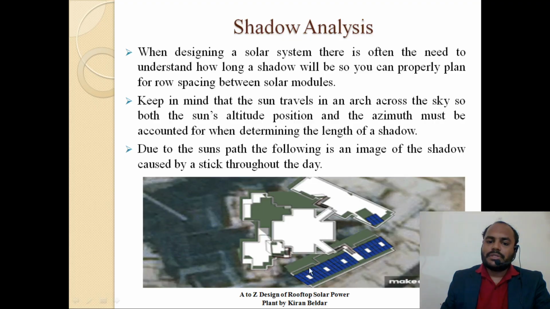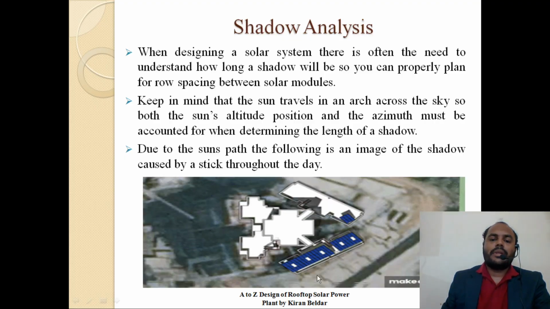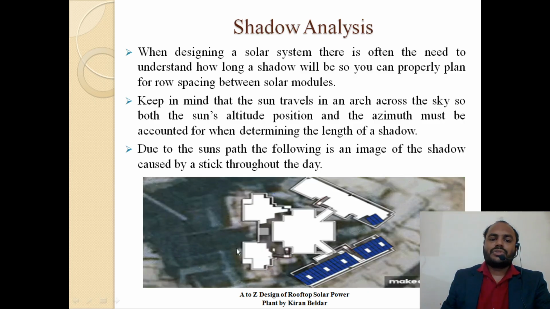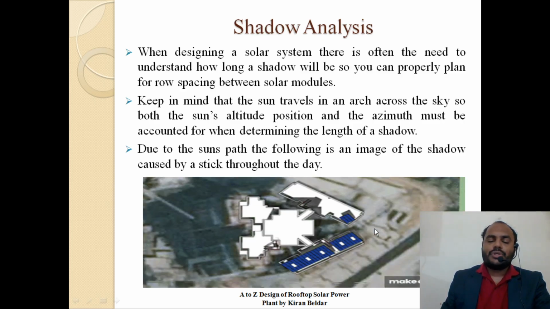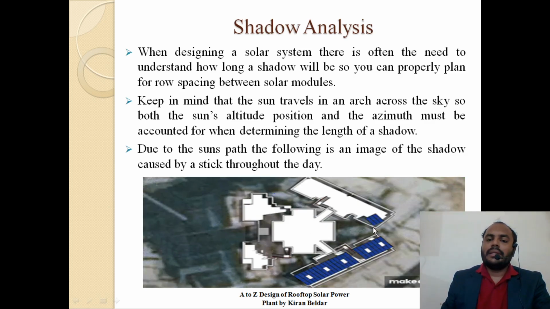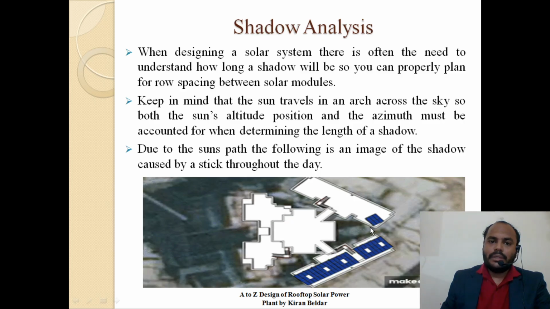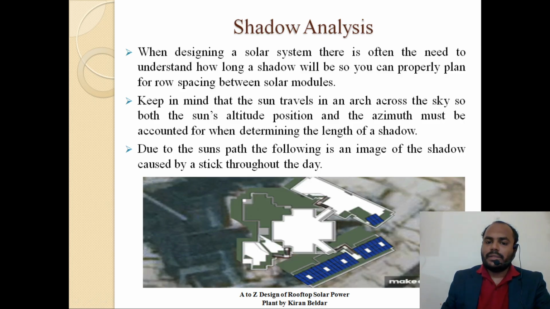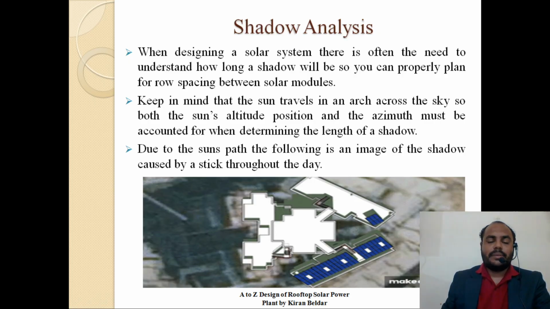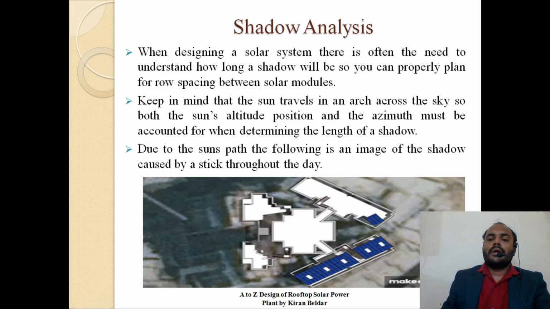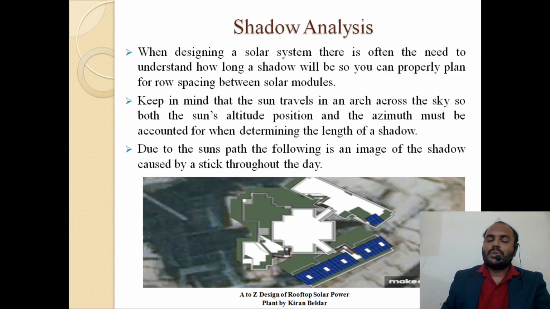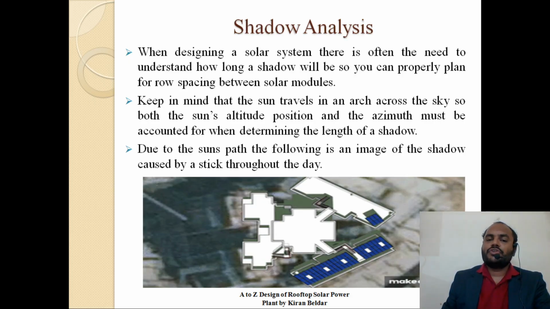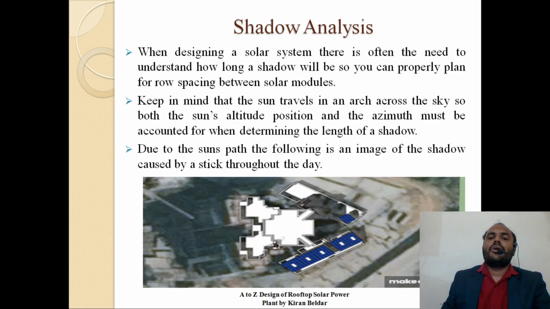Basically, this is an animation. Solar power panels were mounted over the roof of one building. Whenever the sun travels from east to west, the length of the shadow varies. So whenever we want to mount any kind of solar panel over a roof, it is mandatory to do the shadow analysis. If any kind of shadow is occurring over a solar panel, then we should not install the solar panel in that space. We should find another place for installation of the solar panel.